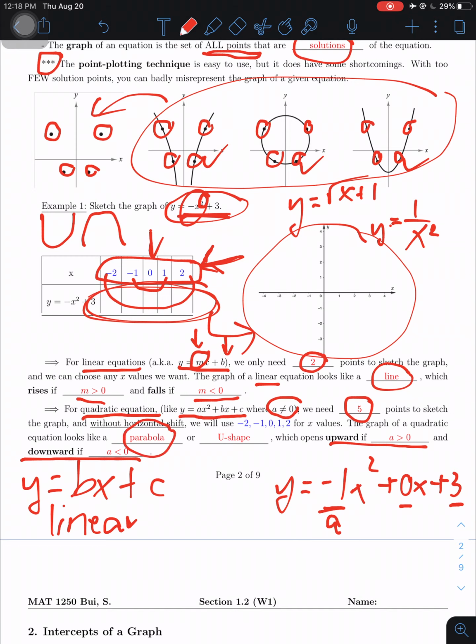So again, just really quick, for equation we're going to have the word linear. The graph of it, we call it the line. And for equation, we also have quadratic, but the graph of it, we call it parabola. Okay, make sure you don't mix up between the graph and the equation names.